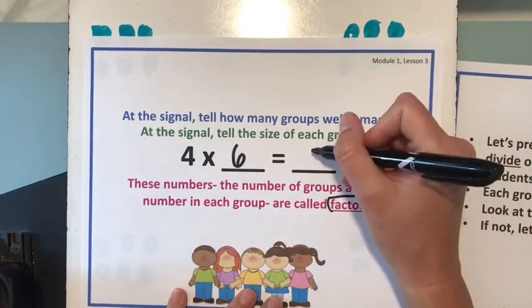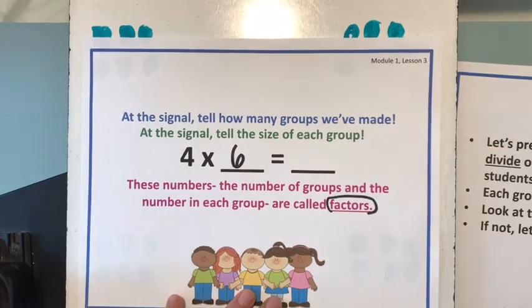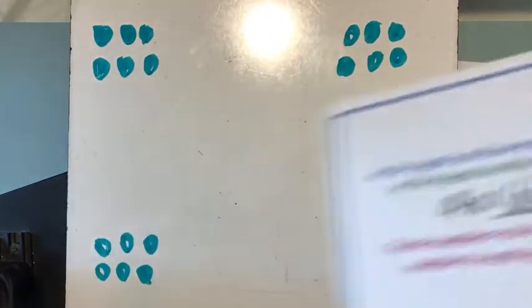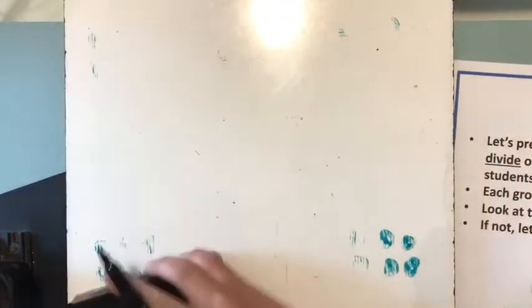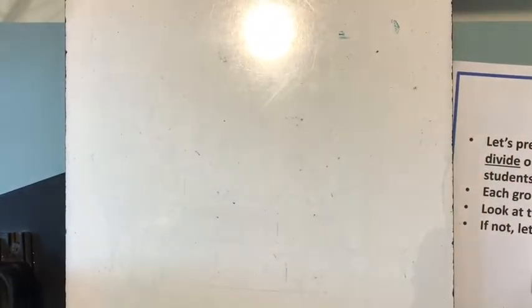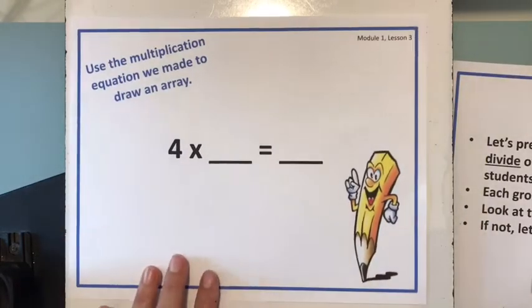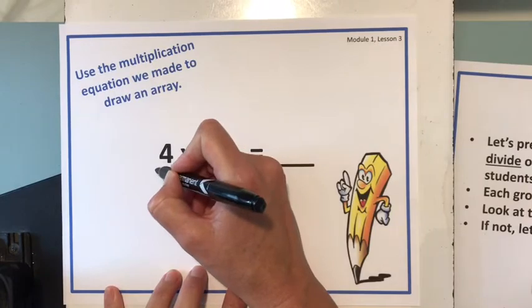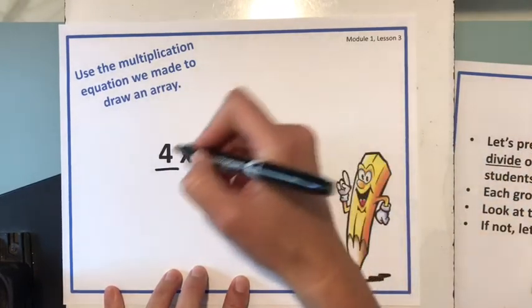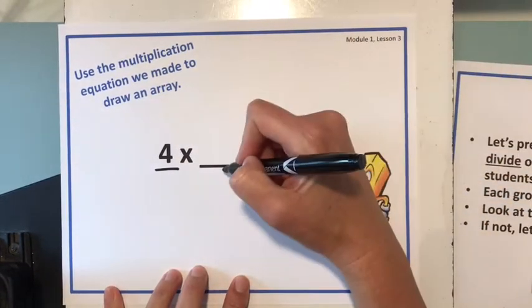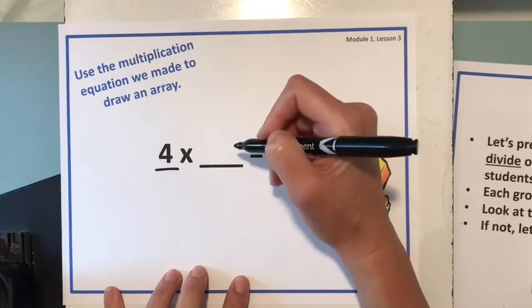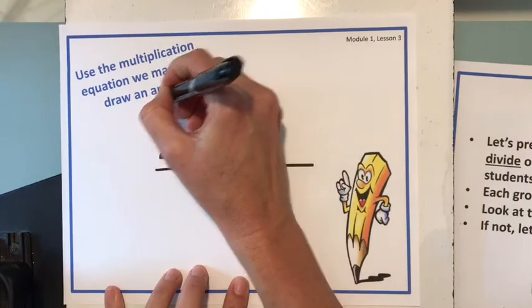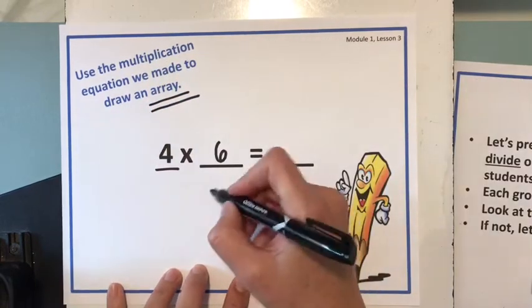So now we need to figure out what our total is. I wonder what our total is. We don't know that yet. Let me erase my board real quick. We're going to figure that out next. All right, so we knew that the number of groups that we had, our factor for that, was 4. Then our factor for the size of each group was what? It was 6, right?